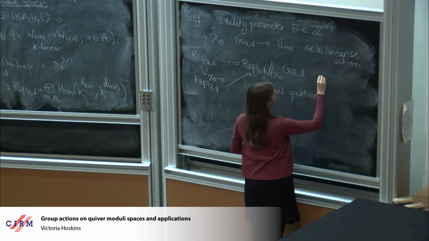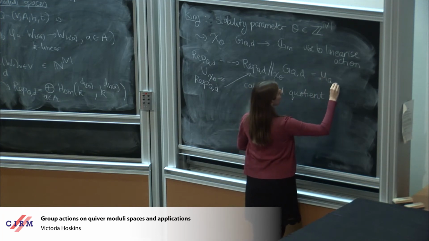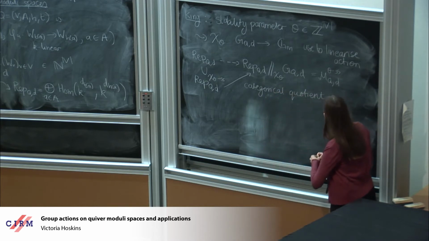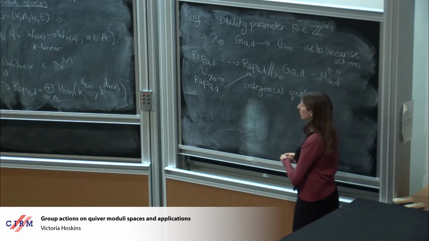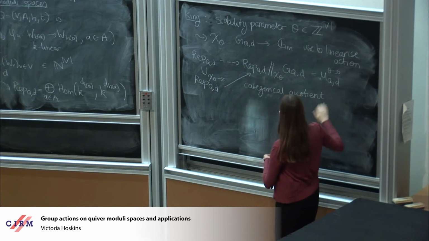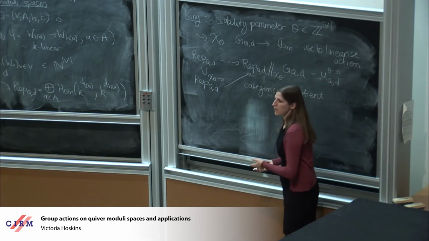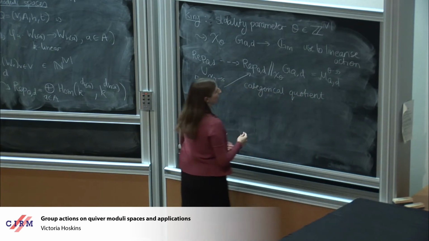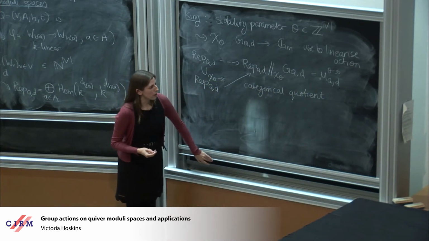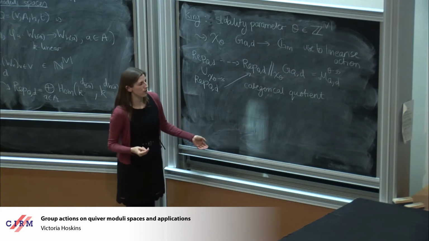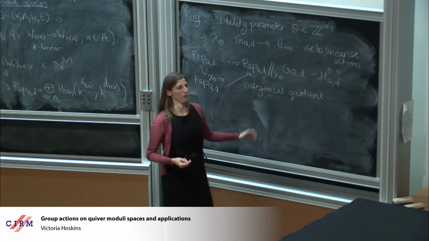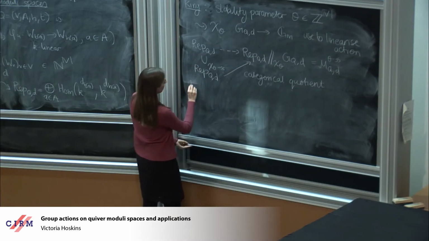I'm going to call this MQ,d theta semi-stable, our moduli space of theta semi-stable quiver representations of dimension vector d. It's a moduli space in the sense that it co-represents the corresponding moduli functor, and its geometric points are what we expect. That is, they are S-equivalence classes of semi-stable representations. So let me explain what I mean by semi-stable representations.